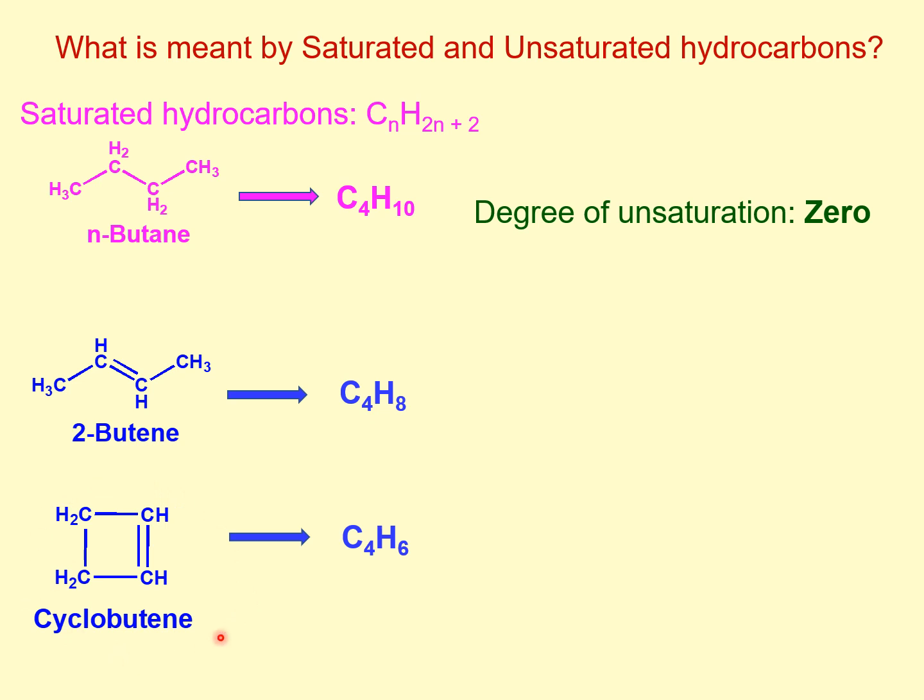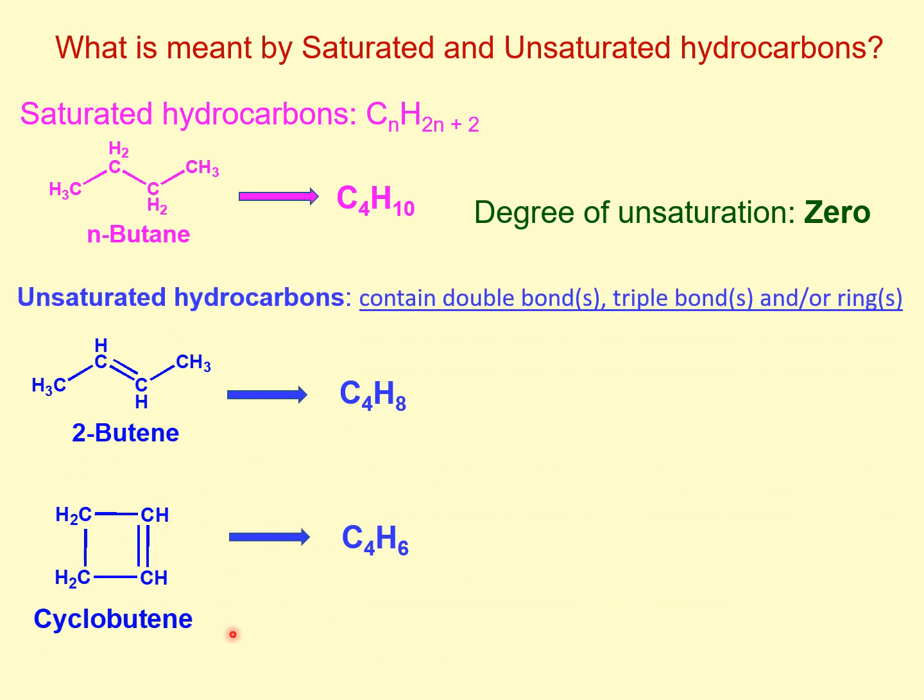The next structure is cyclobutene, which contains a carbon-carbon double bond as well as one ring. Its molecular formula is C4H6. If we compare the molecular formula of cyclobutene with butene, you will see there are 4 hydrogens less. That means cyclobutene will have 2 sites of unsaturation. So an unsaturated hydrocarbon should contain a double bond, triple bond or a ring.